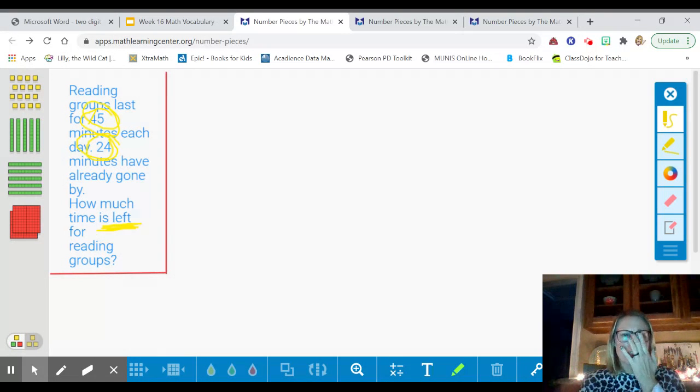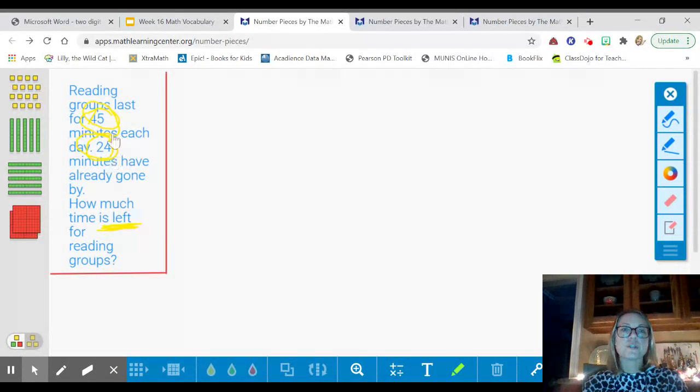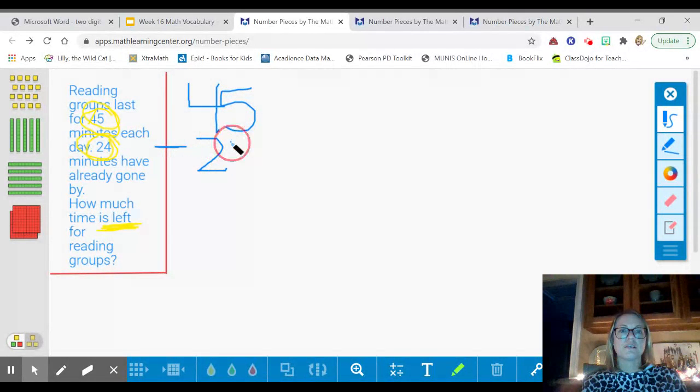Okay, boys and girls, so the first thing you have to do is you have to set your problem up. And we know which number goes on top. The biggest number, that's right. I have 45 and 24. 45, the 4 in the tens place is bigger than a 2, so 45 is going to be my top number. I'm going to subtract, and I'm going to subtract 24. Okay, now to solve this problem, I'm going to use my base 10 method, just like we did yesterday.